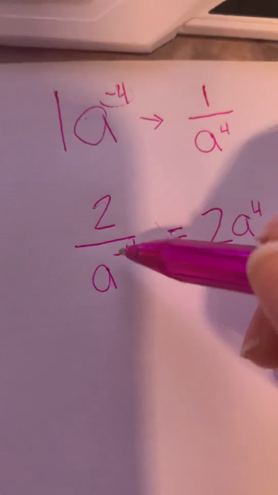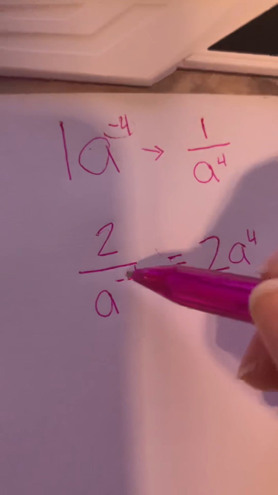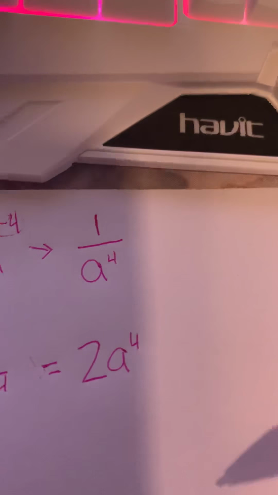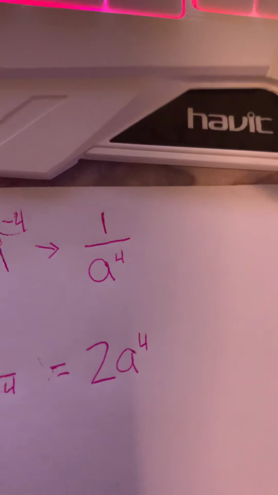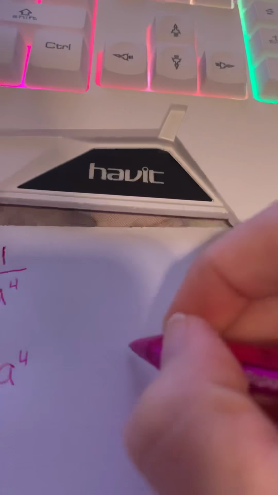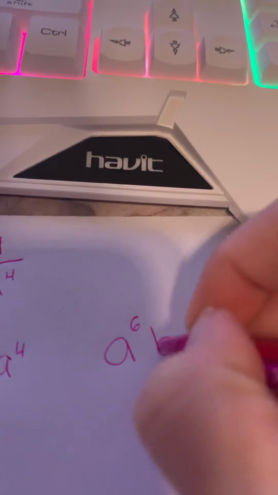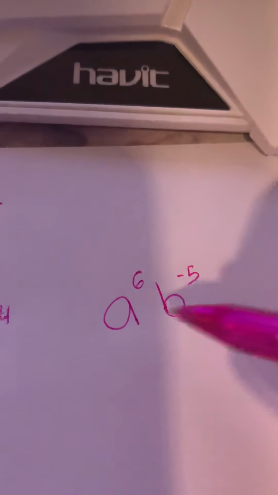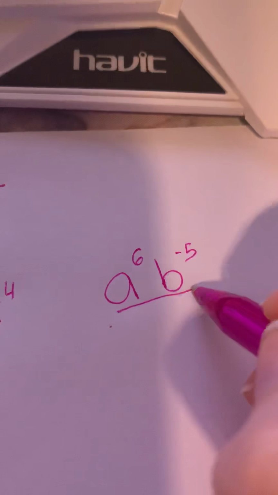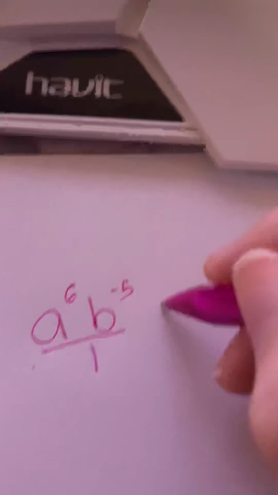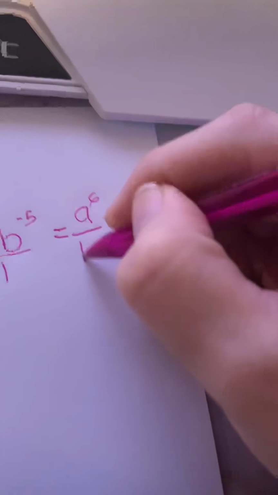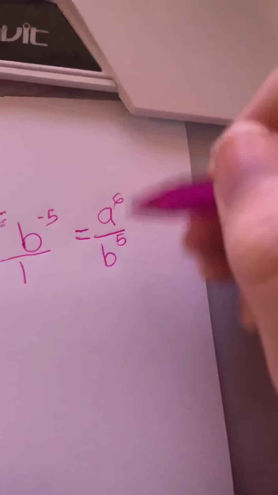Basically, a negative exponent means it's in the wrong part of the fraction. So if the negative exponent's on the top, it needs to be on the bottom. If the negative's on the bottom, it needs to be on the top. If it's not a fraction, if it's something like a to the 6th, b to the negative 5th, technically it's not a fraction, but technically it is a fraction. Anything that's not a fraction is technically over 1. So when I move this, this is going to say a^6 over b^5. So those are those rules.